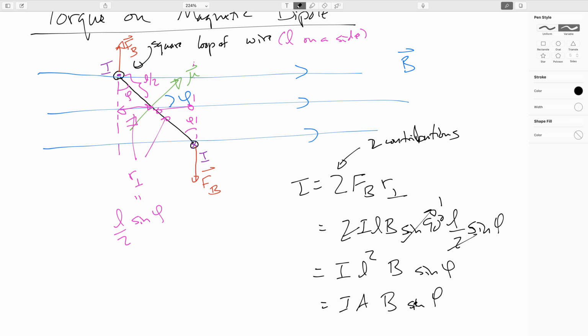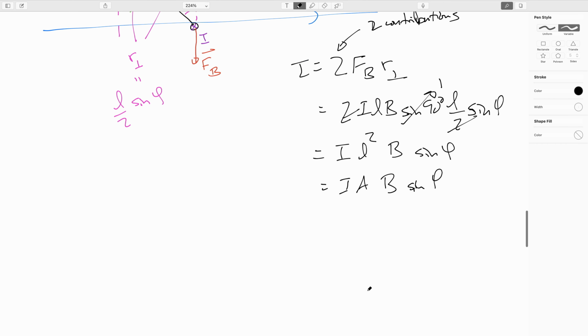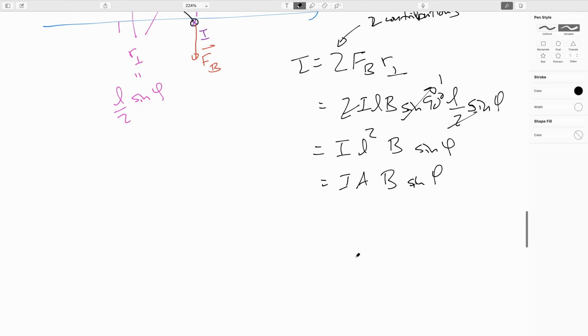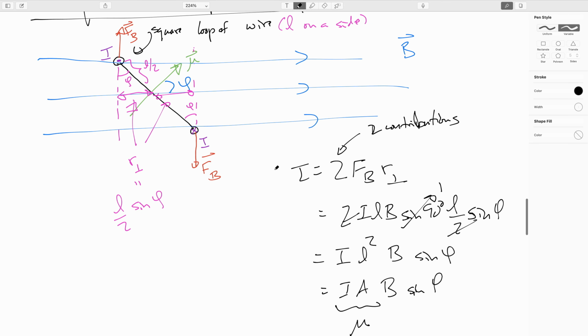Now, although I did this for a square loop, it turns out to be true in general, regardless of the shape of the loop. But in any event, we can look at this and realize that this is our magnetic moment that we've seen before. And because we've got a sine phi here, we're definitely thinking cross product.